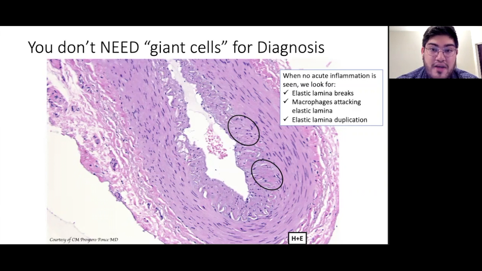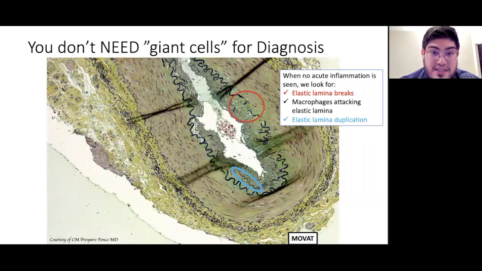The three things we have here are the elastic lamina breaking, the macrophages attacking the elastic lamina, and the elastic lamina duplication. So if we move to the next picture, we can see that right here. On the top of your screen, in the red circle, you can see that the elastic lamina is compromised. There's a break right there. That should hint to you that this can be GCA. On the bottom side, you have the elastic lamina being duplicated. This is another thing that should tell you, hey, this might be GCA.